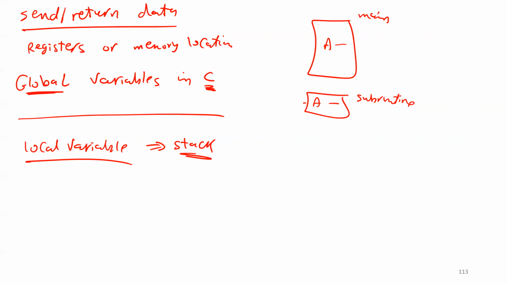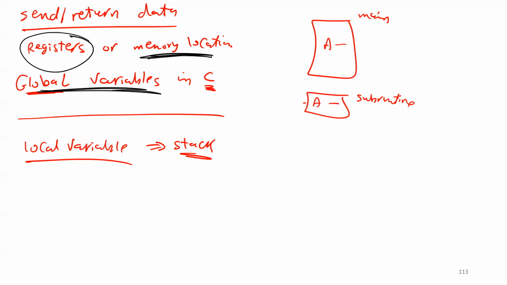But the very easy way, guys, is registers or memory locations. They are like global variables in the C language. So if I want to pass data to a subroutine, I can simply put it in register A, and the subroutine is going to take it from register A. If a subroutine wants to return data to the main program, it is going to put it in register B, for example, and the main program can take it from register B. That's a very easy way to do it, and that's what we're going to do. You got what I'm saying?